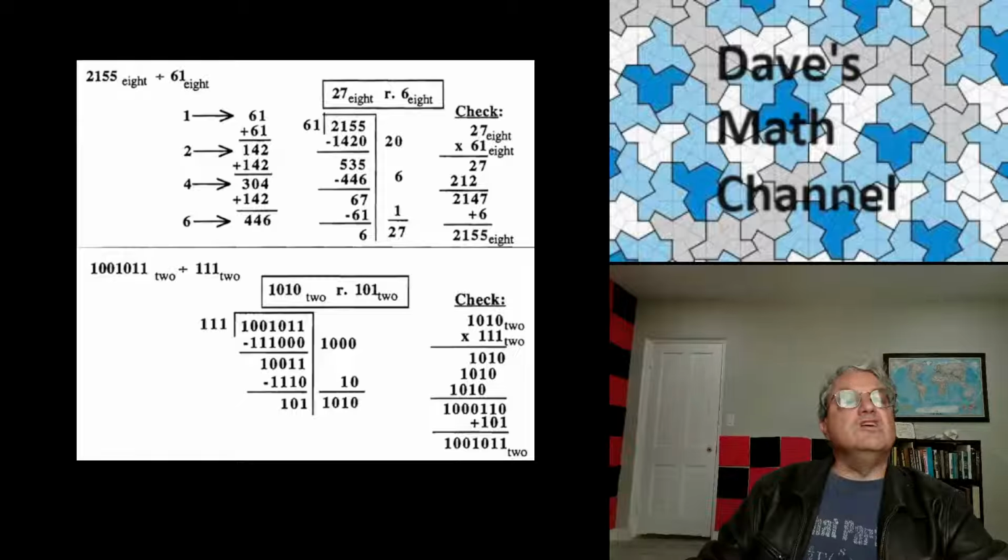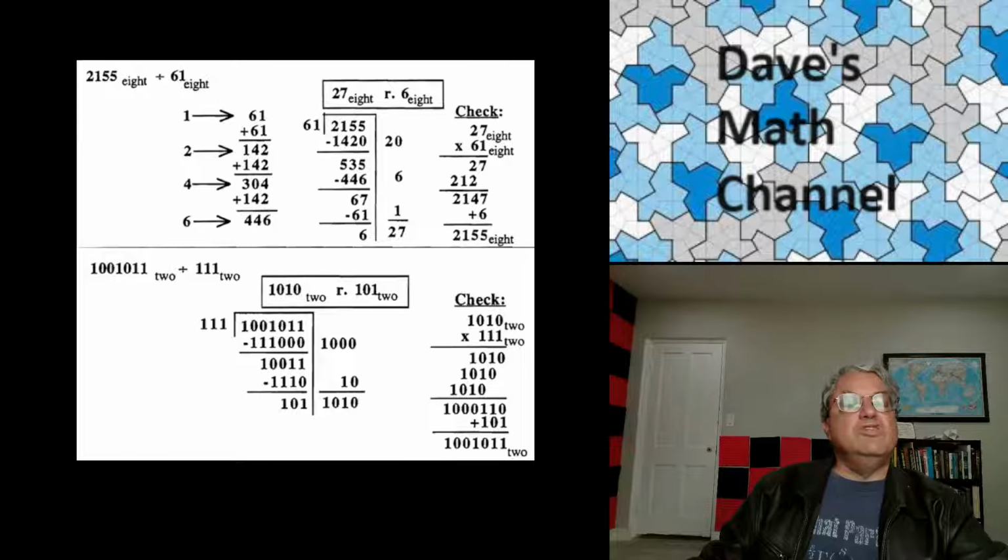The top example is you're dividing 2155 in base 8 by 61 in base 8. Here they spell out the base. This is another convention, by the way. Some people like to spell out the name of the base instead of writing the number symbol for it. I prefer writing the number symbol for it. But if you did all the long division, which they show here at the top middle, you'll find that the answer is 27, that's your quotient in base 8, plus the remainder of 6 in base 8. Same way we did in decimal. You can check this for yourself.